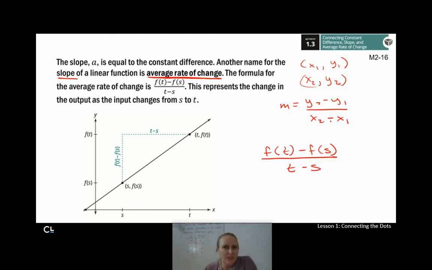But check it out. It's the same thing. I'm subtracting my outputs on top, subtracting my inputs on the bottom, right? Subtracting my Y's on top, my X's on the bottom. These are the same. It looks a little different just because we're using function notation here and our traditional X's and Y's there, but it's the same thing.